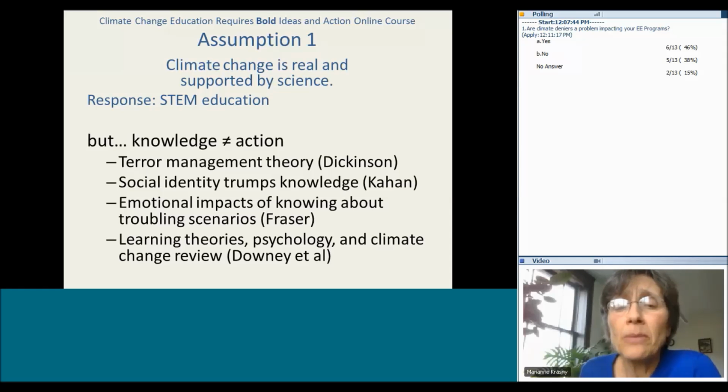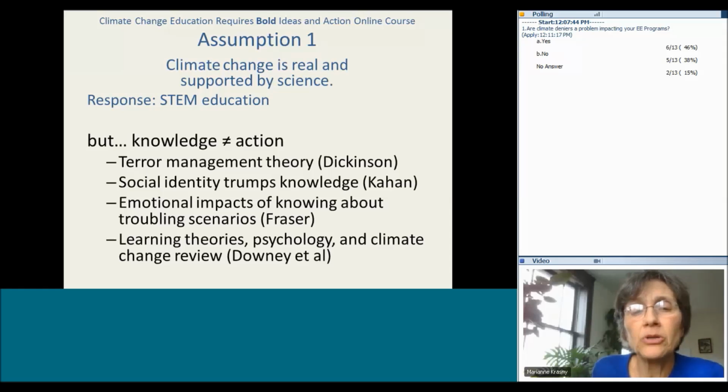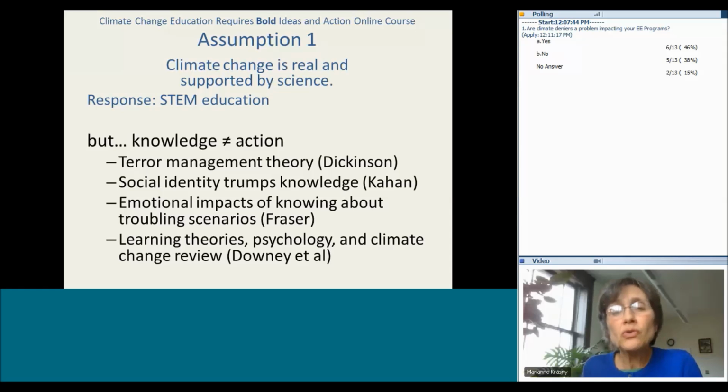It's by my colleague Janis Dickinson at the Cornell Laboratory of Ornithology. And what terror management theory says is that if we give people a lot of information that's kind of threatening or that might engender fear about future scenarios about climate change, they're going to feel threatened, insecure, and so they're going to do things to make themselves feel less threatened, less vulnerable.